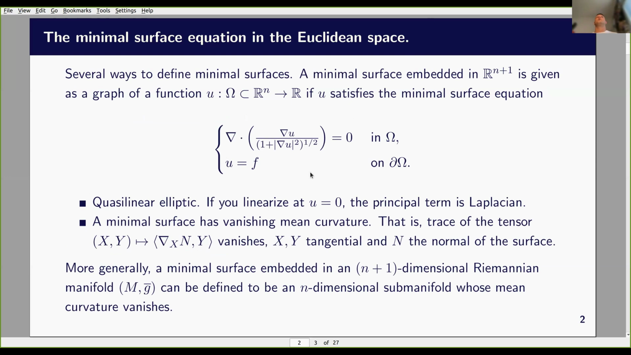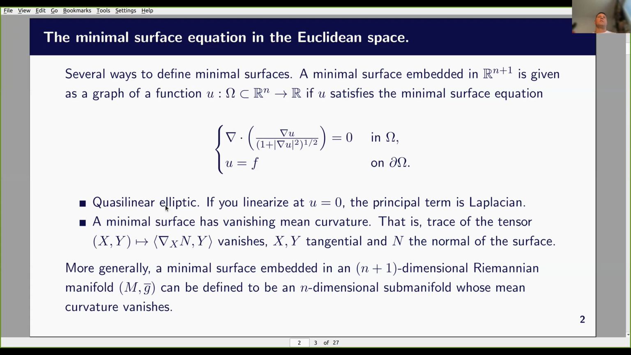All right, so let's start with what happens in Euclidean space. There are several ways to define minimal surfaces. Consider a minimal surface embedded in R^(n+1) and given as a graph of a function u. Then the graph of u is a minimal surface if u satisfies the minimal surface equation, which you see here. It's some kind of divergence form equation. It's non-linear and of second order, meaning that it has derivatives up to order 2. More precisely, this equation is quasi-linear elliptic.